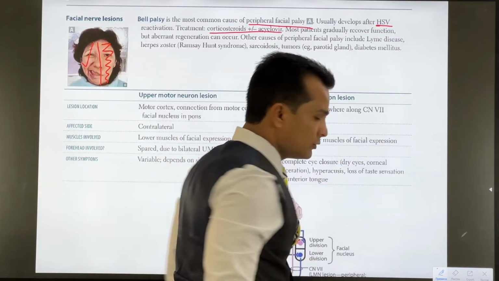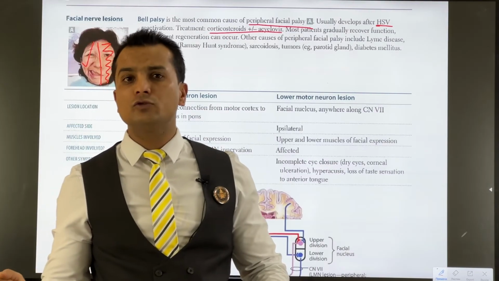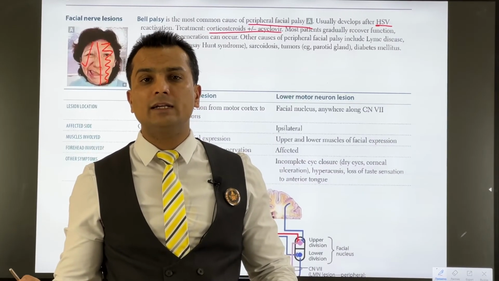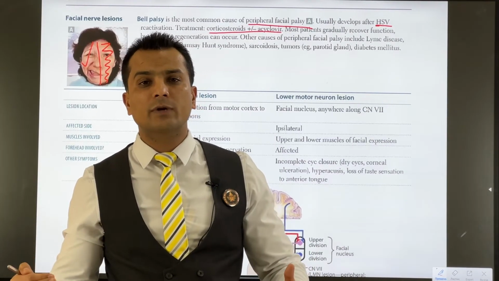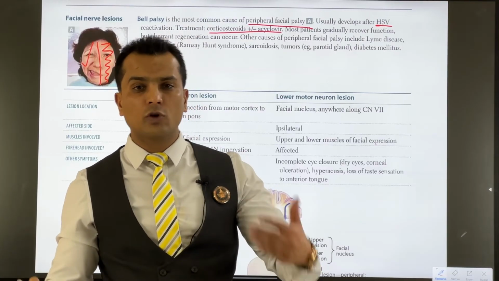Treatment: we are using antiviral acyclovir, or we are using steroids like prednisolone. We are starting from probably 50 mg, and we are using it for 2 weeks. Slowly we will taper off.